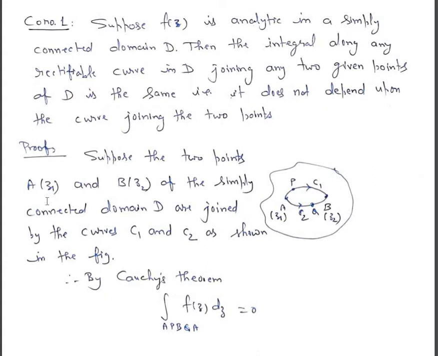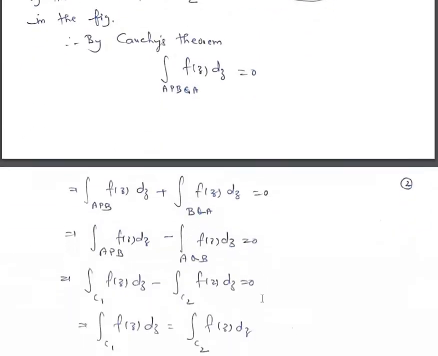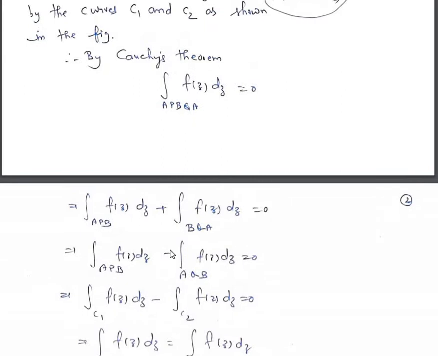Suppose the 2 points, represented by Z1 and Z2, of the simply connected domain D are joined by the curves C1 and C2. So, by Cauchy's theorem, the integral over APBQA of f(z) dz is 0 because it is a closed contour. Break into 2 parts: the integral over APB and then the integral over BQA of f(z) dz is equal to 0. Now, the integral over BQA can be written as minus the integral over AQB, using one of the properties of complex integrals which I had stated earlier.